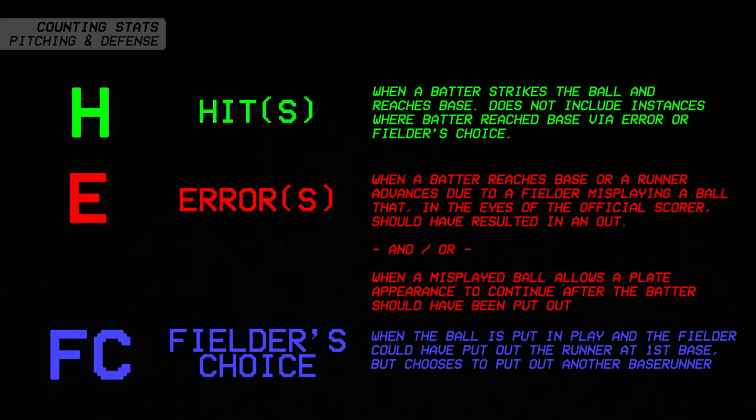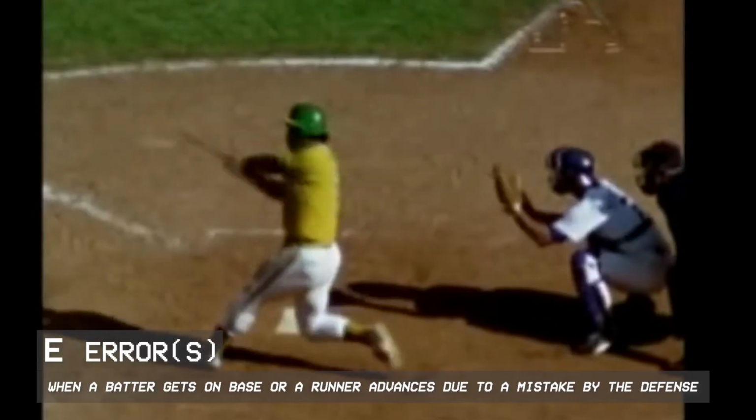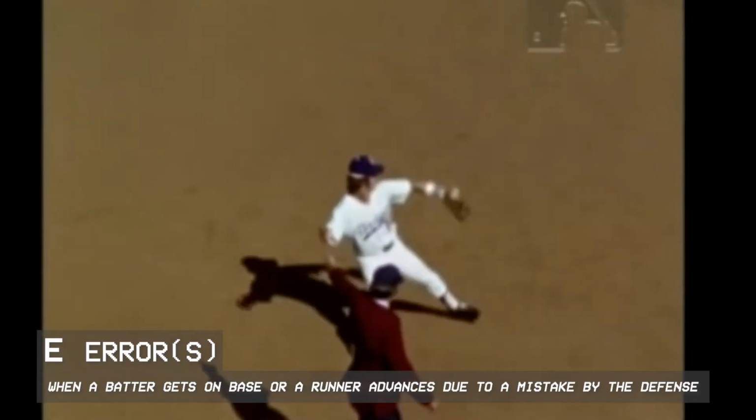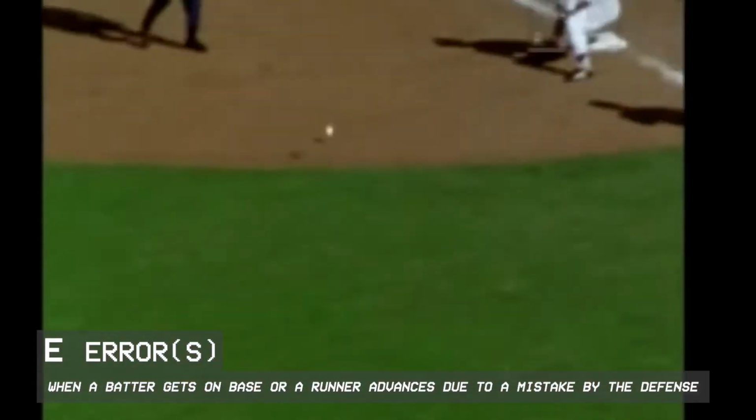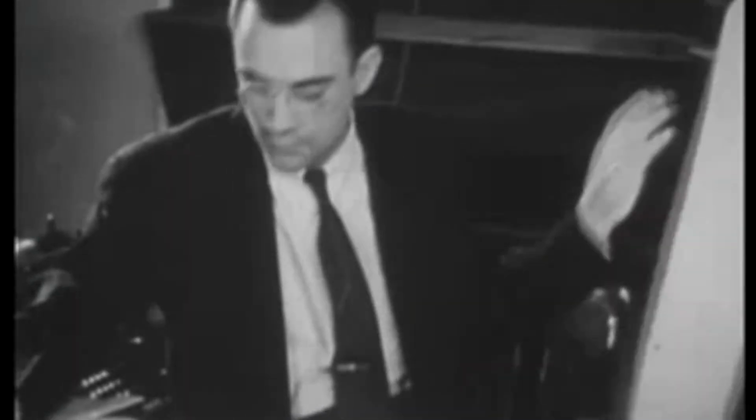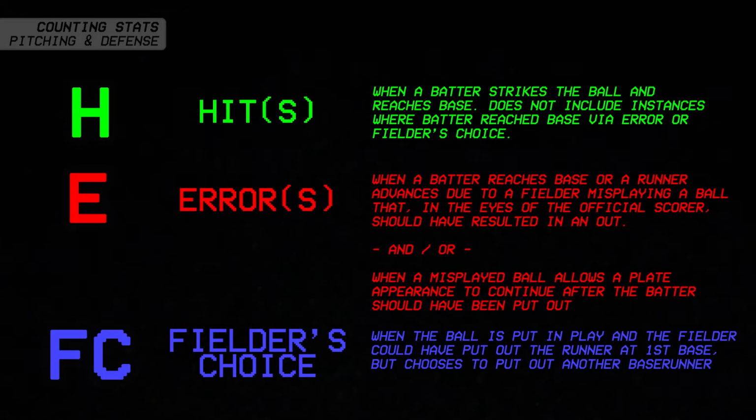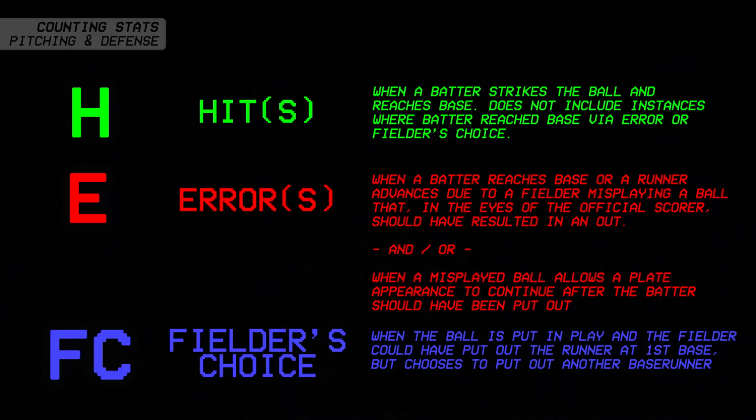Now let's take a look at hits and how they are charged to pitchers and defense. A hit is charged to both the pitcher and the defense when a batter strikes the ball and reaches base. There are two exceptions to this, the error and the fielder's choice. An error is charged to a defensive player when a batter reaches base or a runner advances due to the fielder misplaying a ball that, in the eyes of the official scorer, should have resulted in an out, and or when a misplayed ball allows a plate appearance to continue after the batter should have been put out.